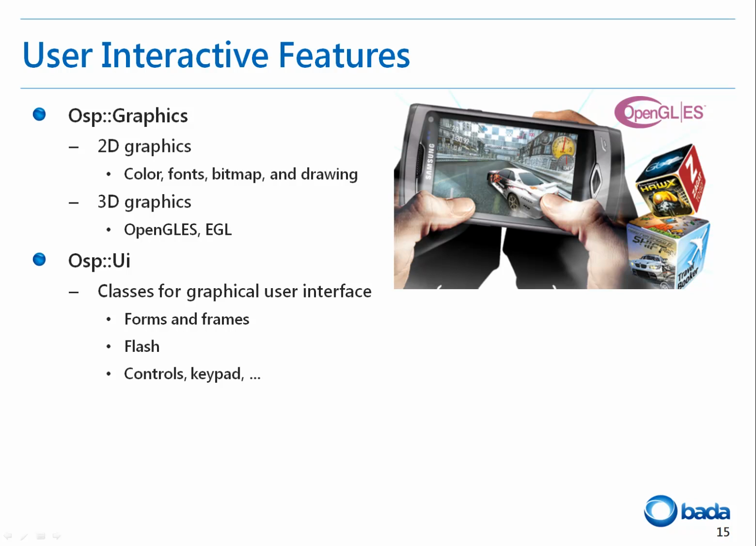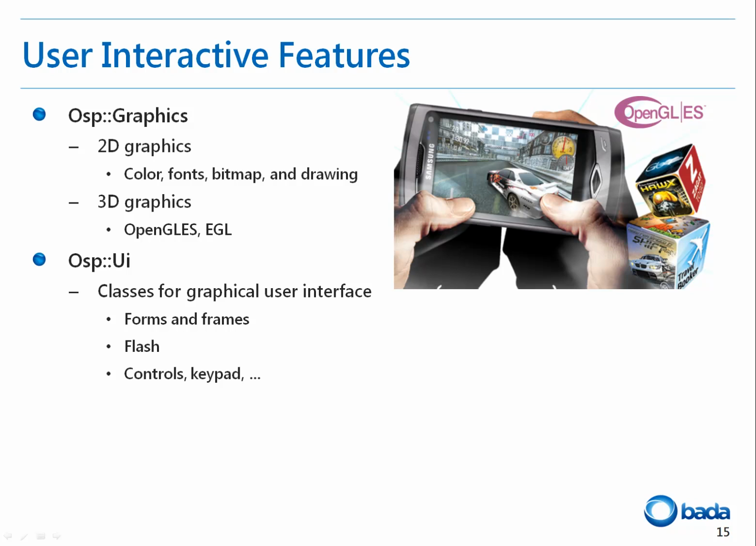This namespace also contains the OSP graphics OpenGL subnamespace for high-performance 2D and 3D graphics. The subnamespace supports EGL, OpenGL ES 1.1, and OpenGL ES 2.0. Then there is the OSP UI namespace, which contains event-related classes and interfaces for constructing graphical user interfaces. It contains common base classes for all controls, as well as interfaces for event handlers.